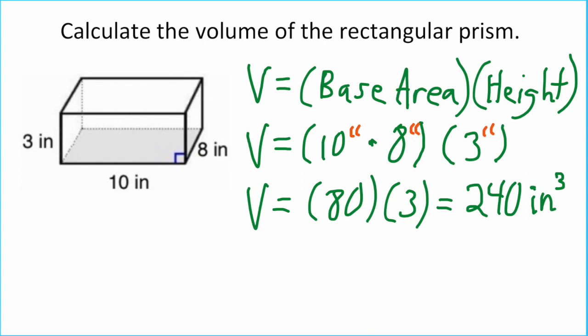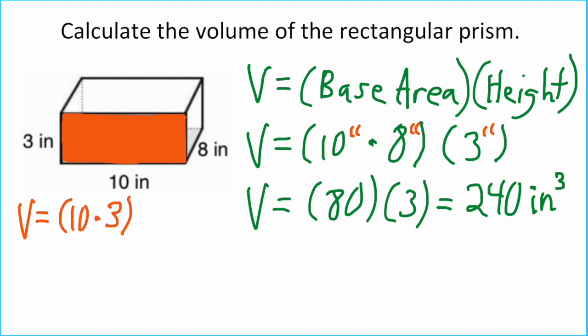Now, I said in the beginning that when you have a rectangular prism, you can use whatever you want for the base. Let's take a look at how that works. Let's say I wanted to use that front panel as my base, that 3 by 10 rectangle there. That would lead to 10 by 3 for the base area and the height of 8.